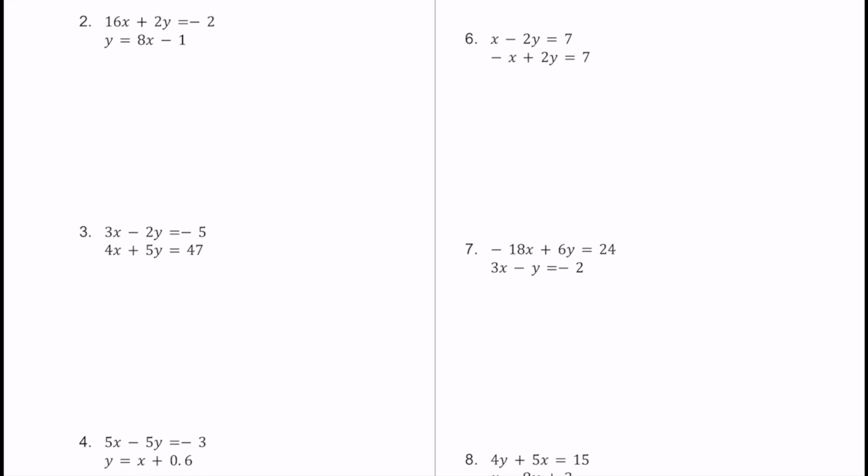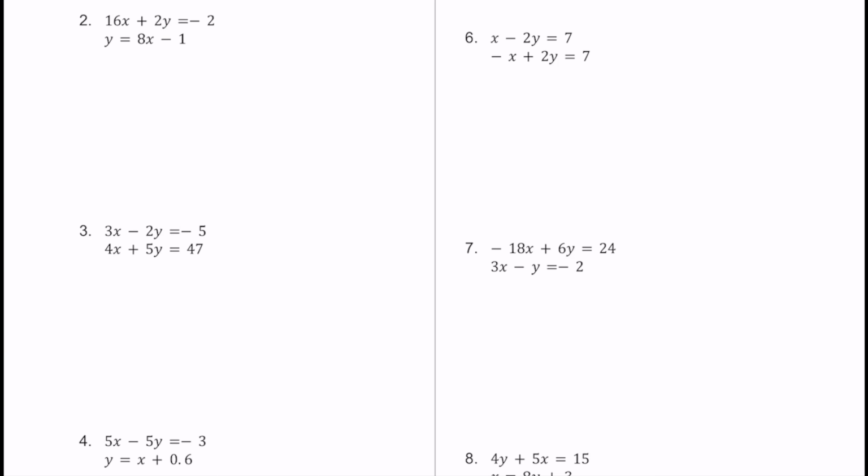Here's number 2. For number 2, we have the equation 16x plus 2y is equal to negative 2, and y is equal to 8x minus 1. Now keep in mind this y is already isolated, so this is a good candidate for the substitution method, but I'm also noticing something about equation number 1 on top, that all of these are divisible by 2.